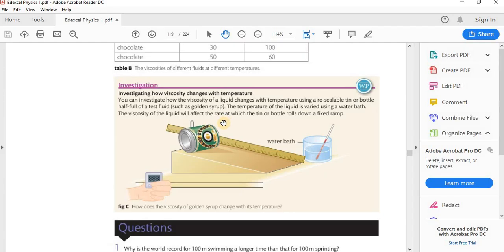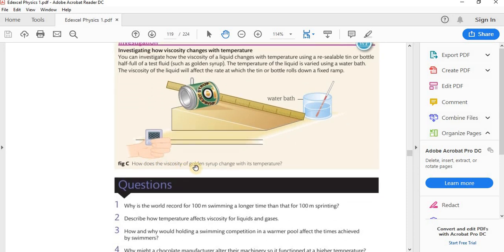What happens is, now you fill this halfway. Now if this was at a higher temperature, the liquid flows faster. So what will happen is this will roll down faster. It will take a shorter time to go from here to here. If the liquid in this is at a higher temperature, it will flow faster. If the liquid in this is at a lower temperature, then the viscosity will be high, meaning the flow rate will be low, so it will take a longer time for this cylinder to roll down here. So when the temperature is low, it will take a longer time. When the temperature is high, it will take a shorter time, because when the temperature increases, the viscosity decreases.